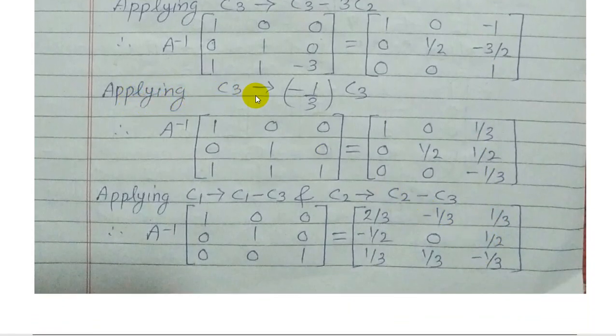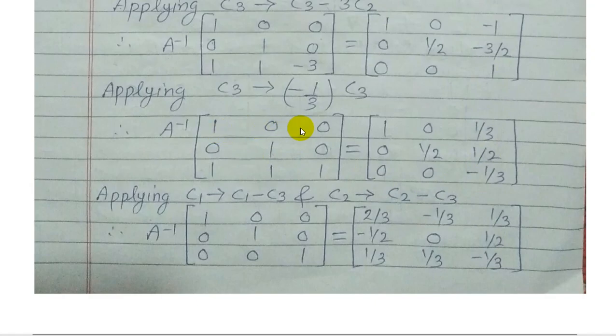Now applying C3 changes to minus 1 upon 3 into C3, means dividing by minus 3 in C3. So what we get here, this will be 0, 0, 1 and remaining two columns as it is. So therefore A inverse into 1, 0, 0, 0, 1, 1, 0, 0, 1 equals 1, 0, 0 as it is, 0, half, 0 as it is, but in C3 we divide by minus 3. So we get here 1 upon 3 positive, and here 3 gets cancelled, that is plus half, and here minus 1 upon 3.